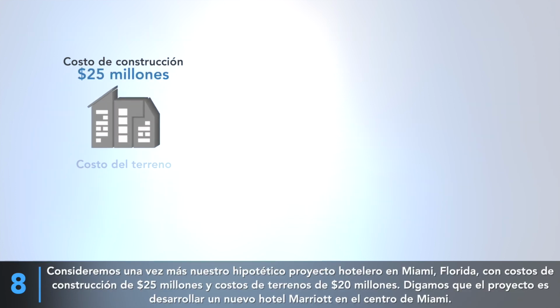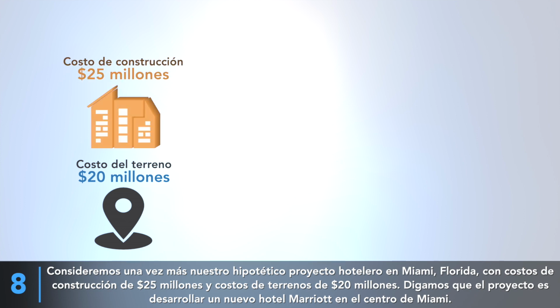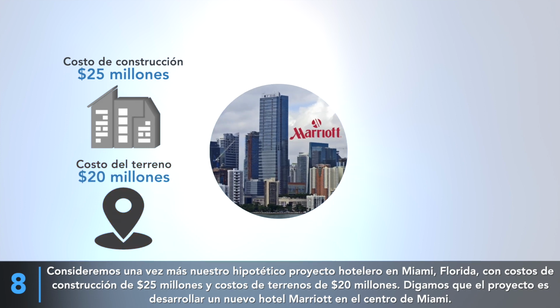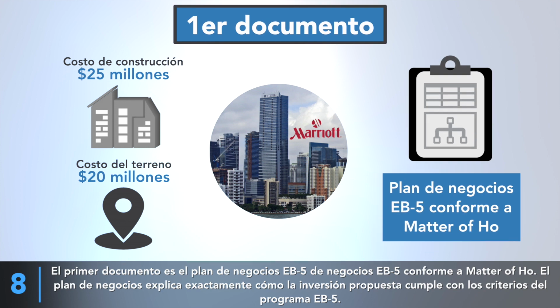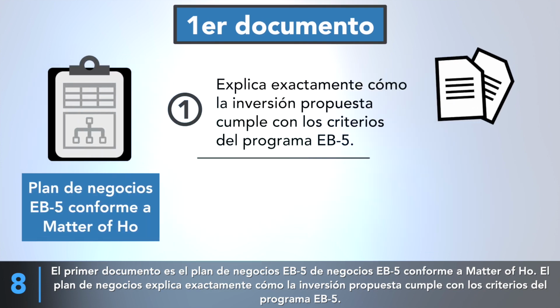Let's consider once more our hypothetical hotel project in Miami, Florida, with hard construction costs of $25 million and land cost of $20 million. Let's say the project is to develop a new Marriott hotel in downtown Miami. The first document is the EB5 Matter of Ho compliant business plan. The business plan explains exactly how the proposed investment meets the criteria of the EB5 program.